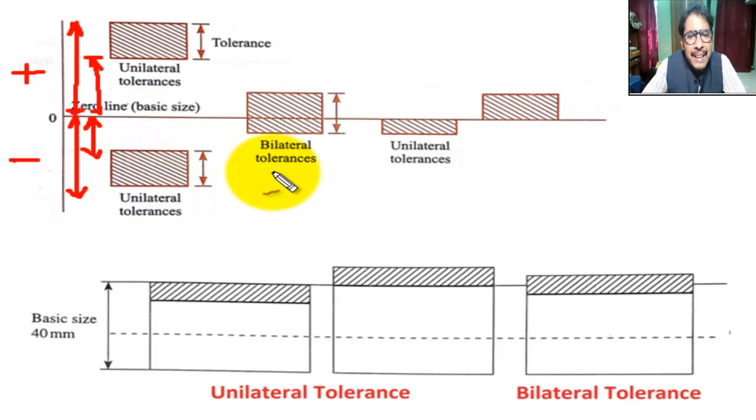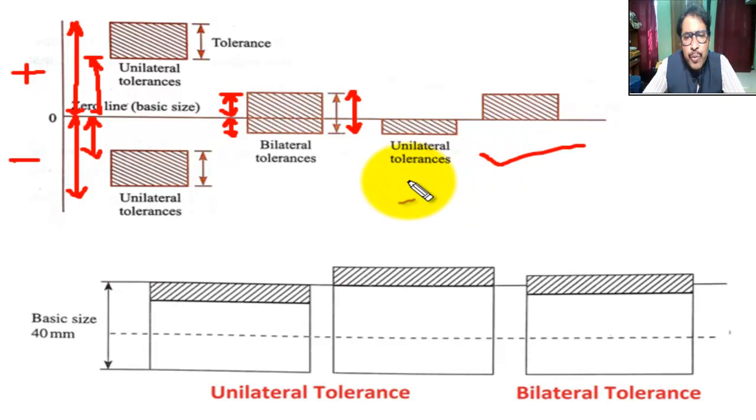In bilateral tolerance, tolerance is on both sides. Here, the upper limit is above the basic size or zero line. The lower limit is below the zero line or basic size. Tolerance on both sides. This is the tolerance.